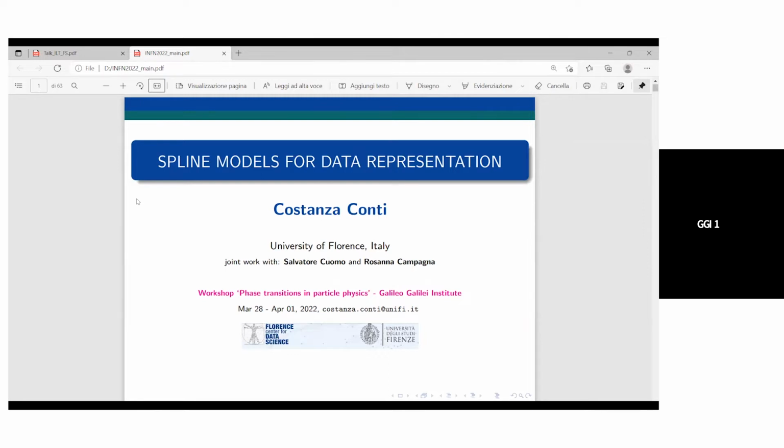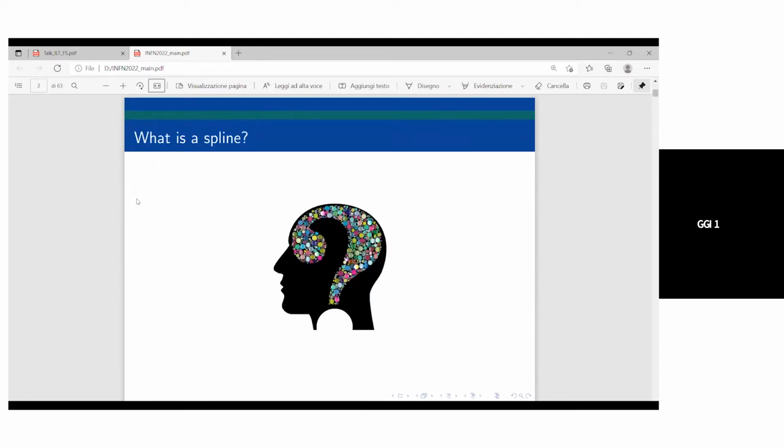My talk will be correlated with the talk of Salvatore, in the sense that I'm working as a mathematician in the domain of splines, and together with Salvatore I used splines to get a fitting model to invert the Laplace transform. But my talk is only about splines, a model for data representations, and it will be very basic. I just want to give you the idea of what is in the back of splines.